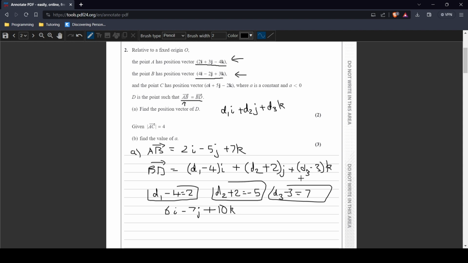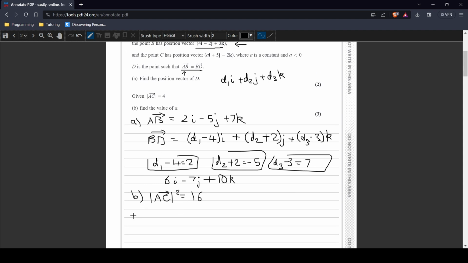Now for part B, we're given that the length of the vector AC is 4, and we need to work out the value of the unknown constant A. So if the length of the vector AC is 4, then that means the square of the length of AC is 16. And that will just be slightly easier to work with, so we don't have to worry about square roots.